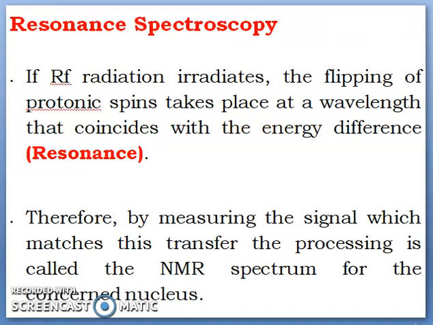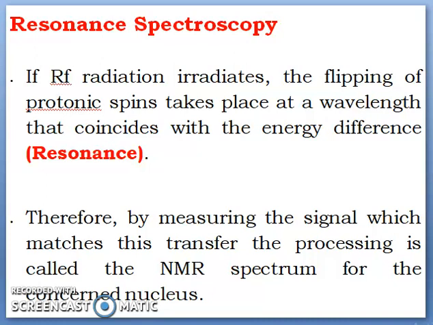Next question arises: why does the term resonance come in the name? The radio frequency radiation which we are irradiating flips the protonic spin from the ground state to the excited state, and at its resonance this particular process takes place. That is clearly represented in the slide. If radio frequency radiation irradiates, the flipping of protonic spin takes place at a wavelength that coincides with the energy difference, which is called resonance. So the flipping of the proton takes place at a wavelength which coincides with the energy difference.